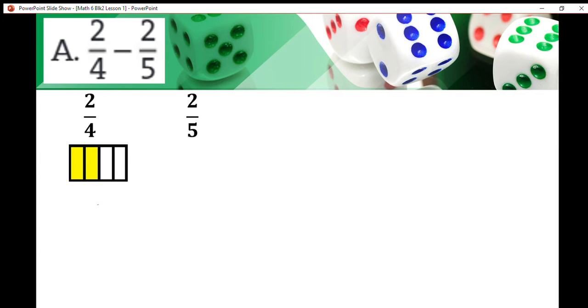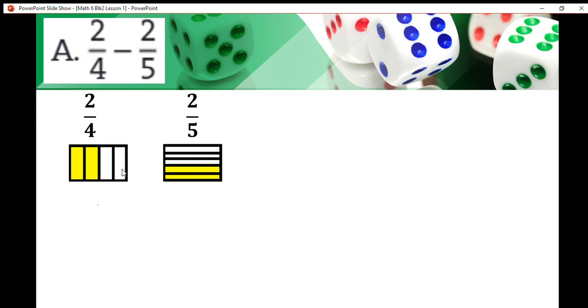In letter A, we will use rectangular strips. So we have here 2/4, in a rectangular strip, we cut it into 4 parts. 1, 2, 3, 4. And the shaded part is 2. For 2/5, we will create also a rectangular strip with 5 cut parts and 2 shaded parts.